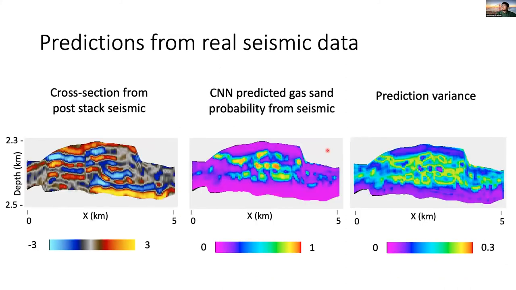Now let's look at the cross-section from the real data. This is our cross-section over here. This is again the same CNN predicted gas sand probability. And we can see that our CNN is able to capture these troughs of the gas sand channels that are apparent in our real seismic data. Now, this is the gas sand probability. We don't show the brine sand. So we had a gas water contact over here, which explains this large amplitude, this bright spot over here. And our CNN model was able to capture the gas water contact very accurately over here.